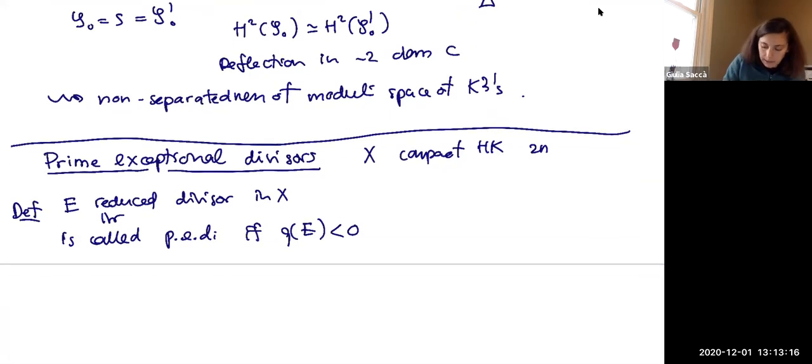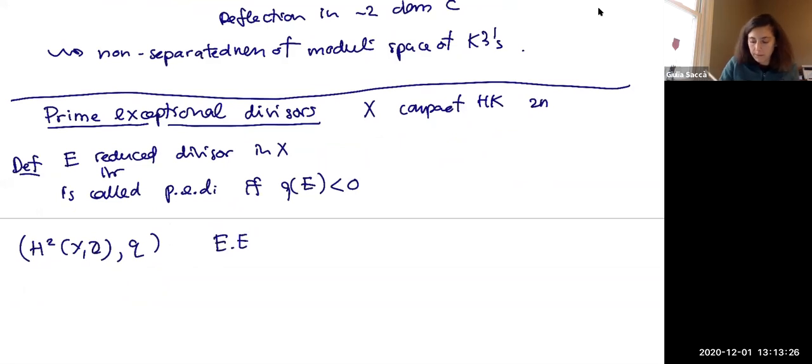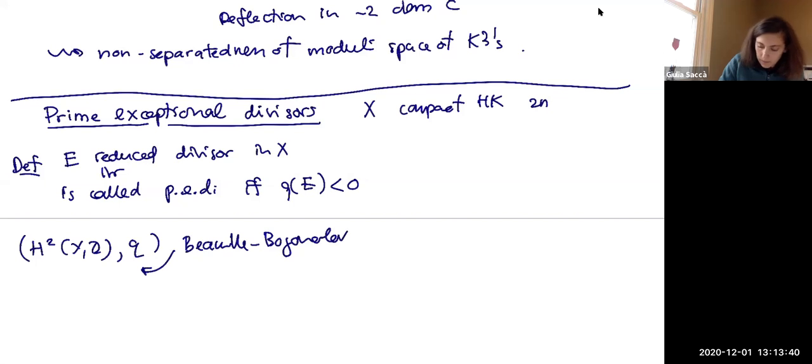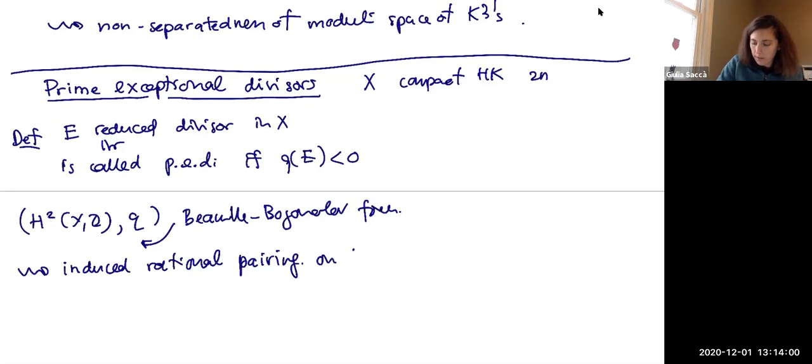Let me remind you that the H2 of X, Z has this quadratic form, which I'll denote by either Q or just E dot E sometimes. I won't be very consistent with the notation. This is the Beauville-Bogomolov form. And so the useful thing before we go forward is to notice that there's an induced rational pairing, a rational quadratic form on the space of curves. I'll tell you in a second what it is.